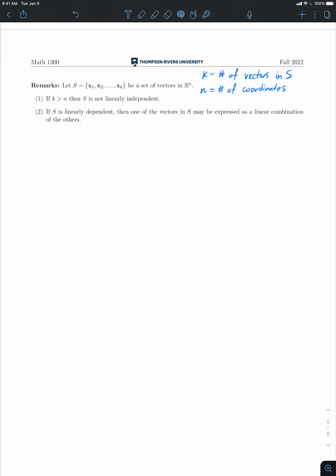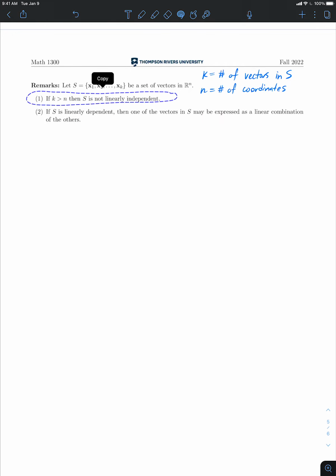So the first statement we're going to make here says that if k is greater than n, then you can already say, without any further analysis, you don't have to look into any details, you don't need to look at any of the vectors or what their coordinates are, you can right away conclude that S is linearly dependent, or the way it's worded here is that S is not linearly independent. That's what this statement is saying.